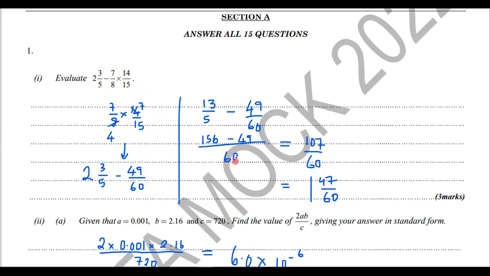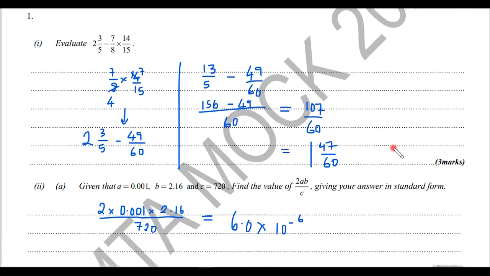The LCM is 60. 60 divided by 5 is 12. 12 times 13 gives us 156. 60 divided by 60 is 1 times 49, 49. So 156 minus 49 gives us this value, which you can leave as 107 on 60, or you convert to a mixed number.